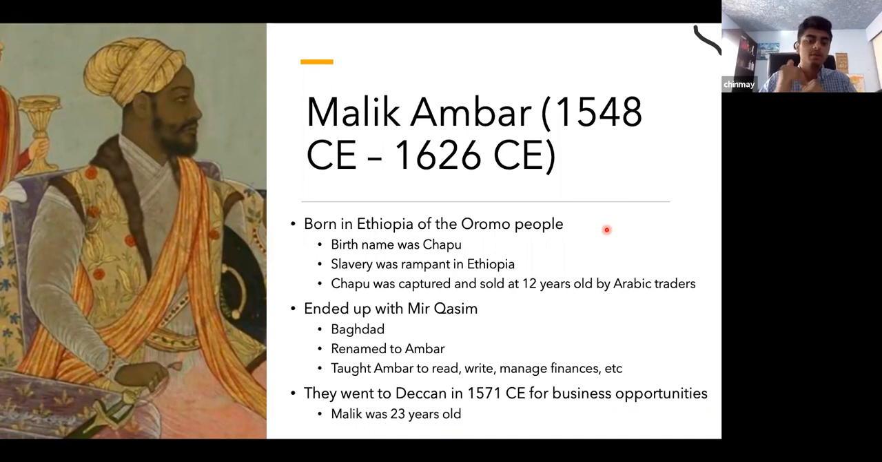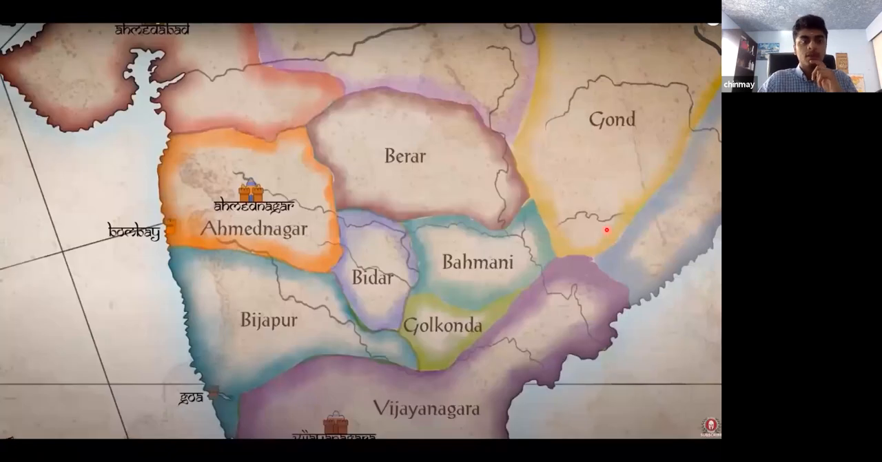He went to the Deccan. He went to the south of India when Malik was 23 years old. So this is where they ended up. From Ethiopia, they eventually made their way to Ahmednagar. Ahmednagar is where Malik Ambar would end up.